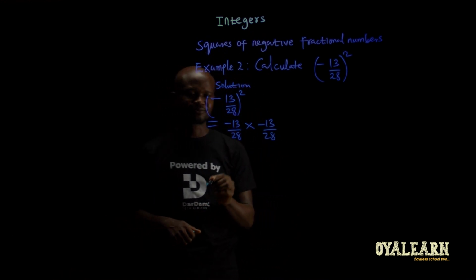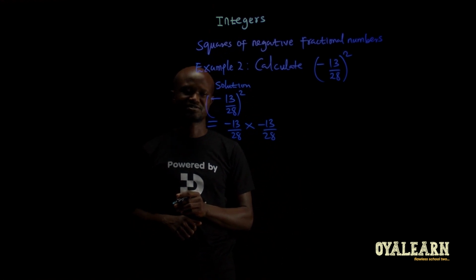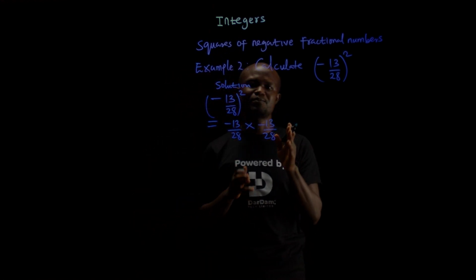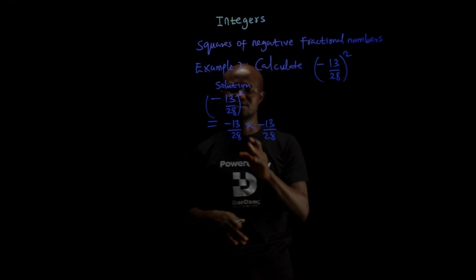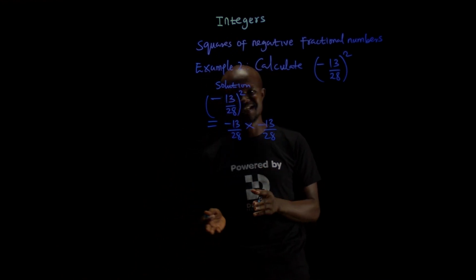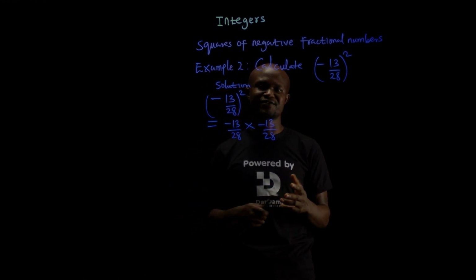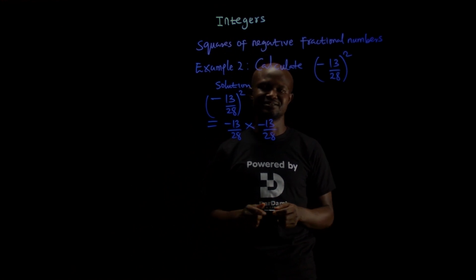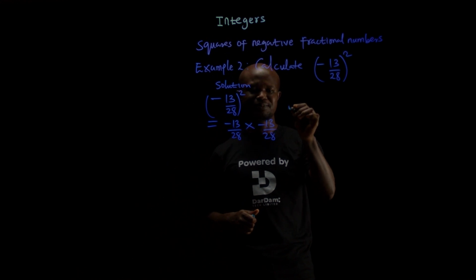Now, minus times minus will give us plus. Take note of that. Now, numerator multiply numerator, while denominator multiply denominator. 13 times 13 is the same thing as 13 squared, and that's a perfect square. And that will give us 169.